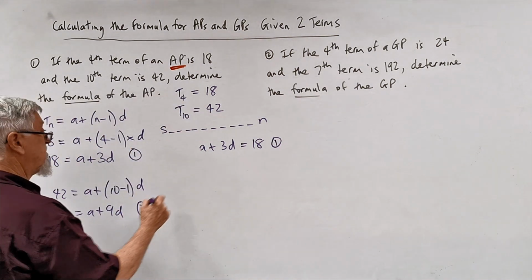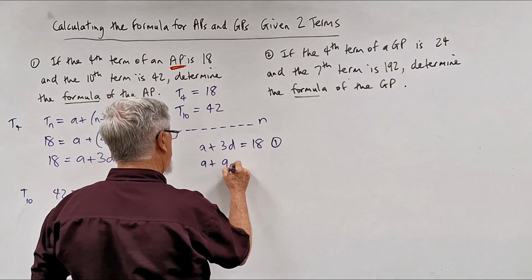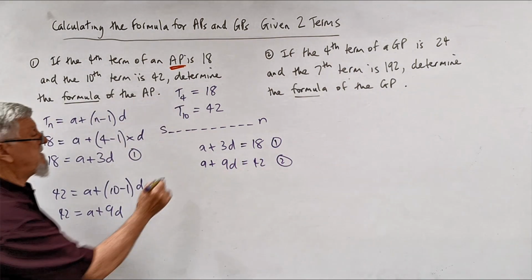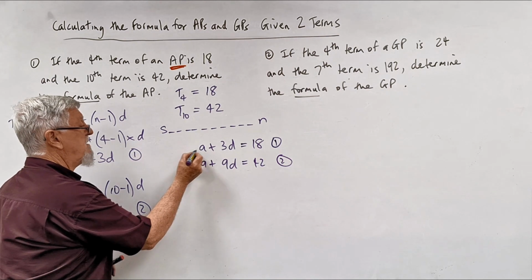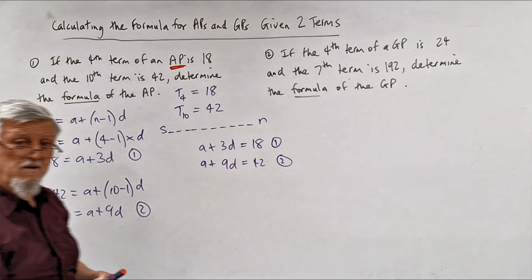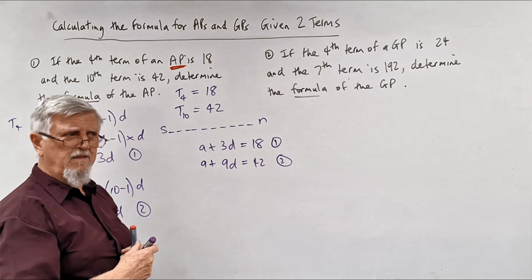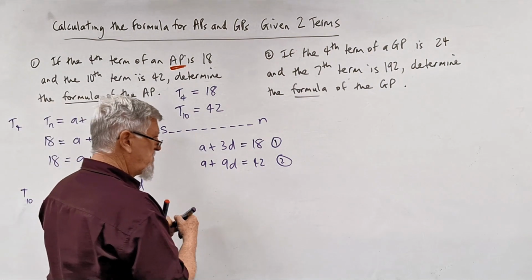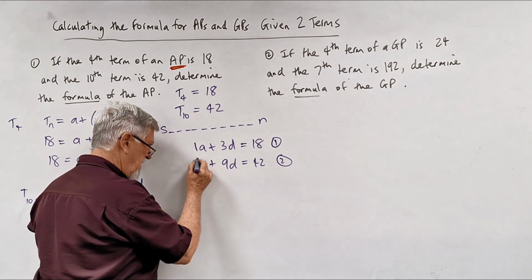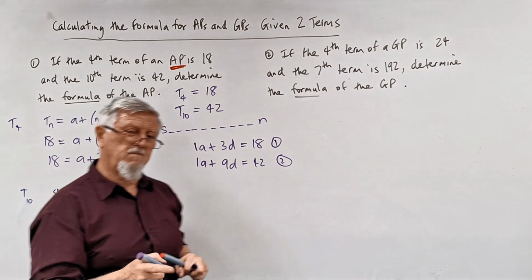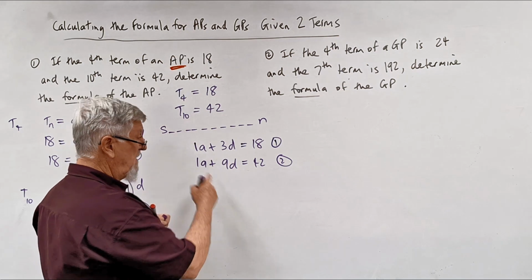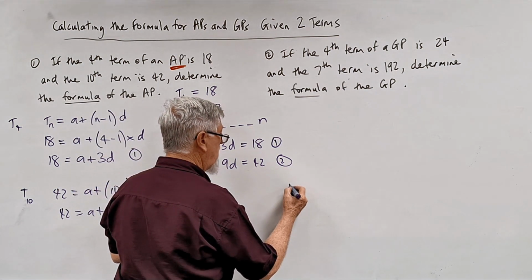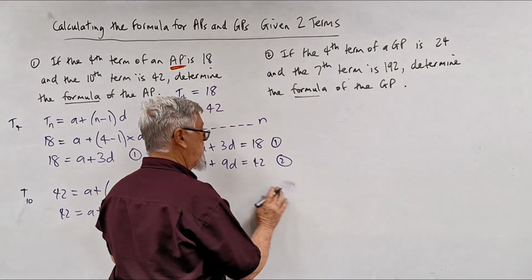Equation number 2 is A plus 9D equals 42. And that's equation number 2. Now what makes this question easy, which is nice, is that it's a common question in 11 Methods in Western Australia. I think it's called the Advanced course in New South Wales. So we're going to subtract, because that's a 1A and a 1A, so if we subtract them they'll eliminate. So some basics on simultaneous equations. Instead of going 1 take 2, I'm going to go 2 take 1.